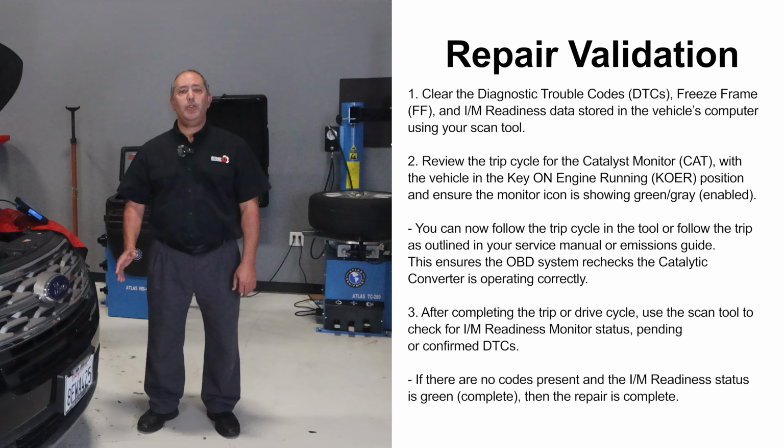Next, review the trip cycle for the CAT monitor with the vehicle in the key-on engine running position and ensure that the monitor icon is showing green-gray, which is enabled. Now you can follow the trip cycle in the tool or follow the trip as outlined in your service manual or emissions guide. This ensures the OBD system rechecks the catalyst system.